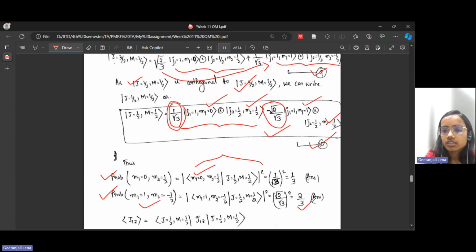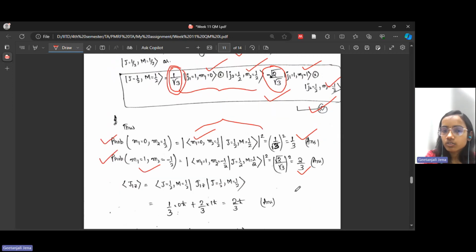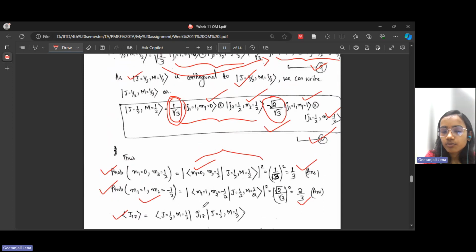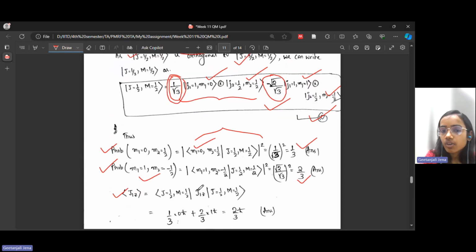So you will get 2 by 3 here, 2 by 3 and 1 by 3. So this is the probability of getting the combination of M1 and M2. Now to find out the expectation, like I've solved in the first question, you have to act this for J1Z. So J1Z will act on the first uncoupled state, which is J1M1, and J2Z will act on J2M2.